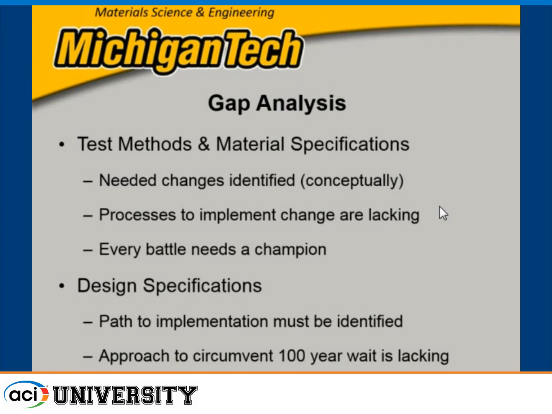Design specifications, as I said previously, we need to have a path to implementation. We need to lay out what information we need to get and how we are going to get it. It can't just be give it to me and I'll know it when I see it. We have to have a path to get there. And we can't, as I said previously, wait 100 years, because that's how we got to where we're at now. 100 years of experience with Portland cement concrete. We can't repeat that process.